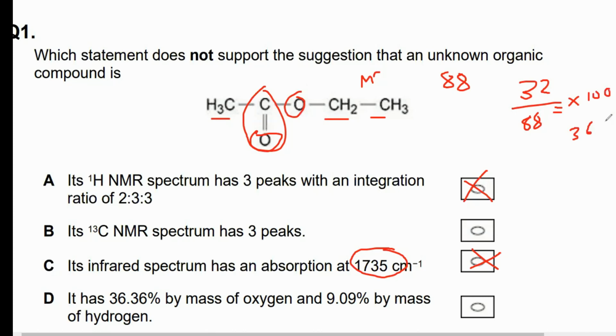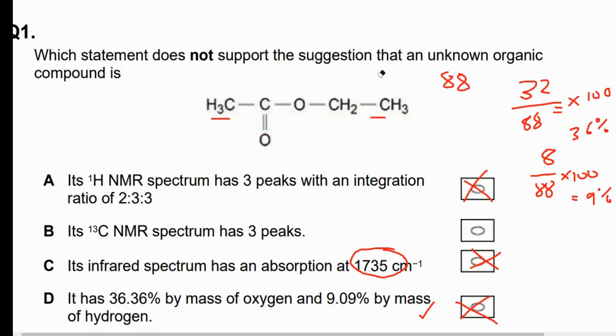Now we want to do the hydrogen. Well, you can count up, there's 8 hydrogens there. There's 3, 2, and 3. Add them together, that's 8. Divide it by 88, the total Mr, times 100. We can find that it's 9% hydrogen by mass. So again, D does go with that compound. So D is not the correct answer, because remember, we're looking for something that does not support this compound structure. So obviously now we know that B is the correct answer.